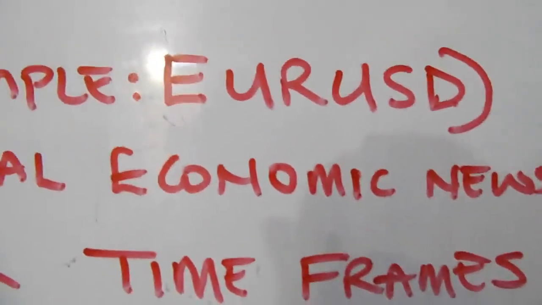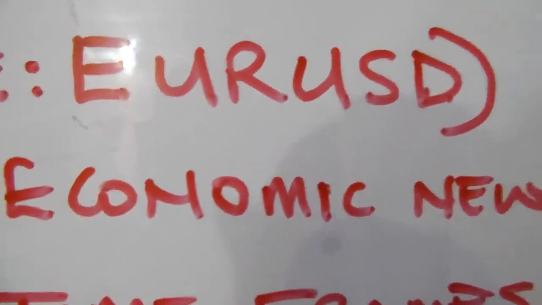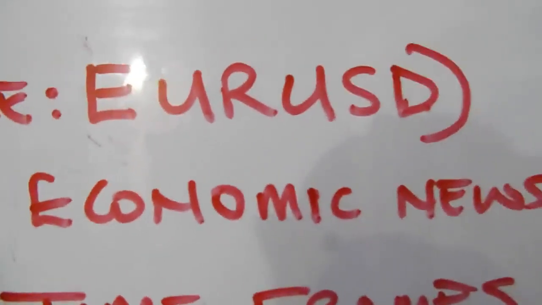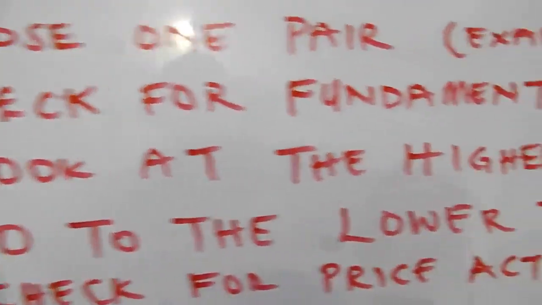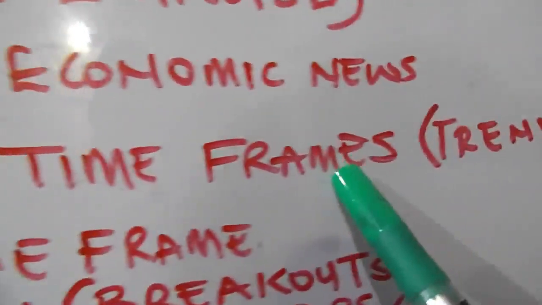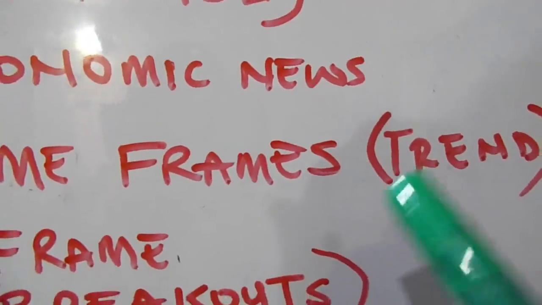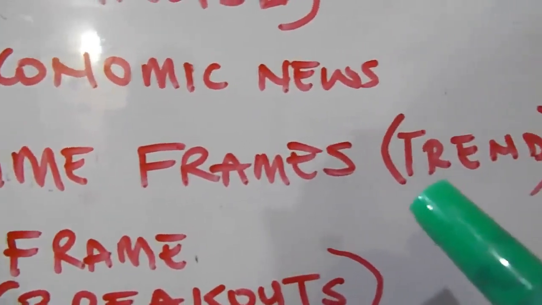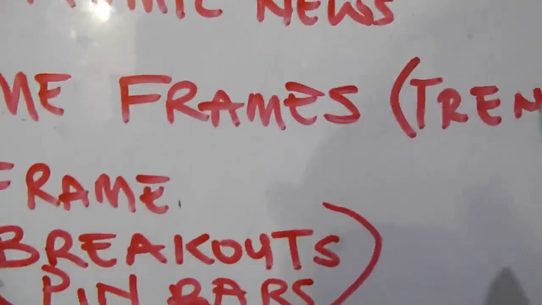You don't just open your chart and start trading. You have to make some research or do some findings concerning the currency pair that you are trading at a particular time. One of the things you also look out for is you look at the higher time frame on your chart. You look out for trend. What is the trend saying on the higher time frame? Is it bullish? Is it bearish? You have to look out for this before you make your trading decision.